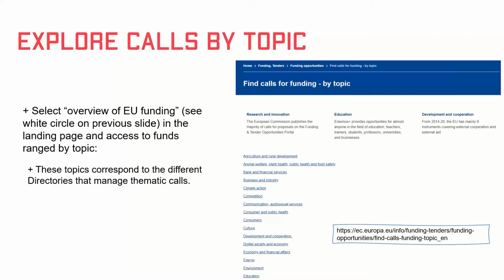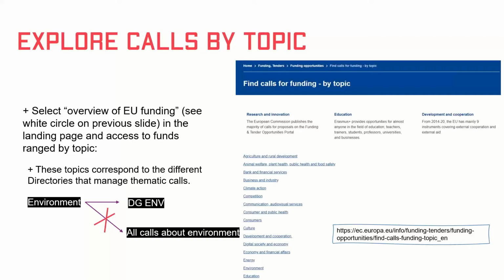So these topics correspond to the different directories that manage thematic calls. I hope you are following. It means that, for example, you have a certain directorate-general, like the one that funds STARTS, which is DG Connect. I will talk about it later. And so you will see by the topic that they fund. For example, if you search environment, you will get to the calls of DG Environment, but you won't get all the calls about environment. So this is a way, but for me, it is not the best way.